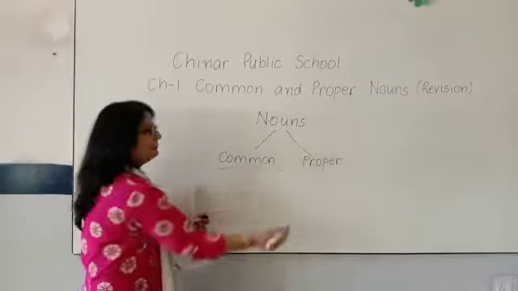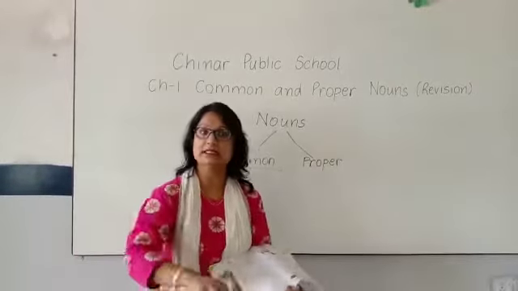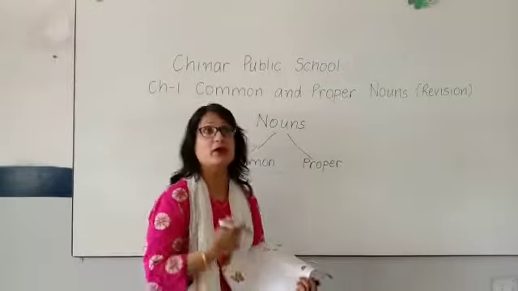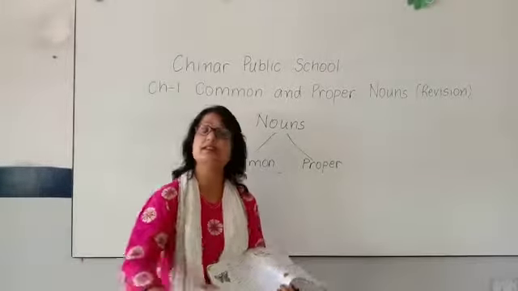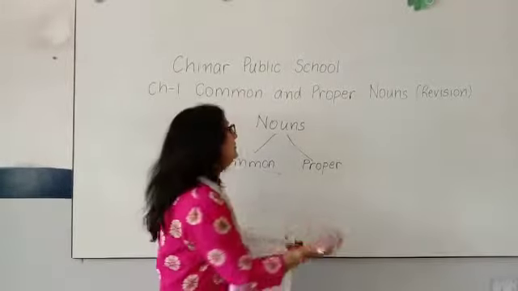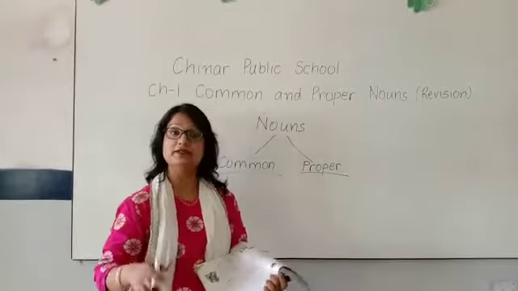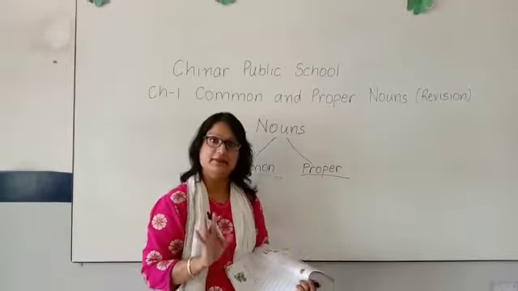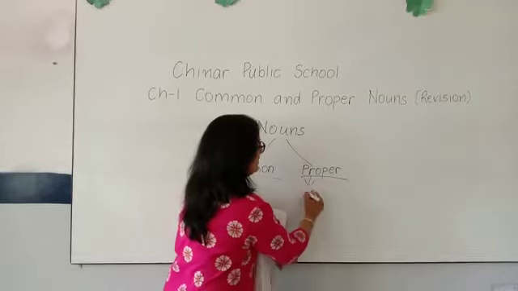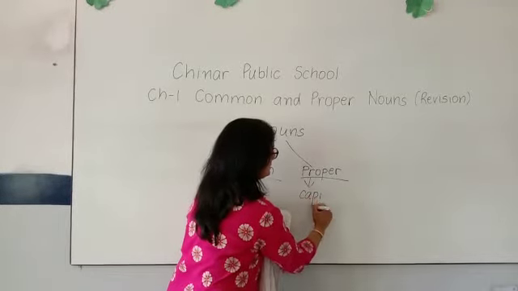Right? Common nouns are common names of things, animals, parts of the body, trees, fruits, vegetables. It can be the name of anything. Proper nouns are special names of a person, place, or animal. Right? Proper nouns always begin with a capital letter.